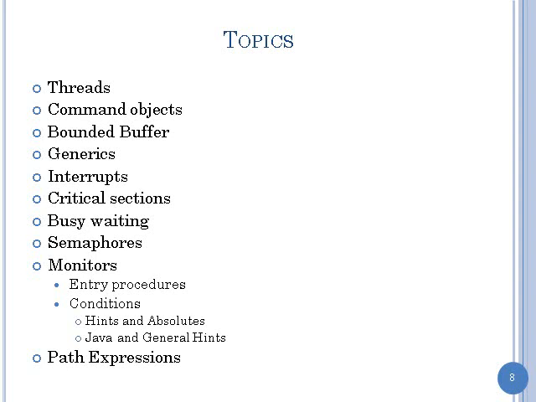You know how you do it in Java is through command objects. That's one way to do it. There's another way to do it too, which is the lazy way, which many of you have probably used. So we'll talk about these two alternatives too. So bounded buffer and generics. What do generics have to do with anything I've said earlier?